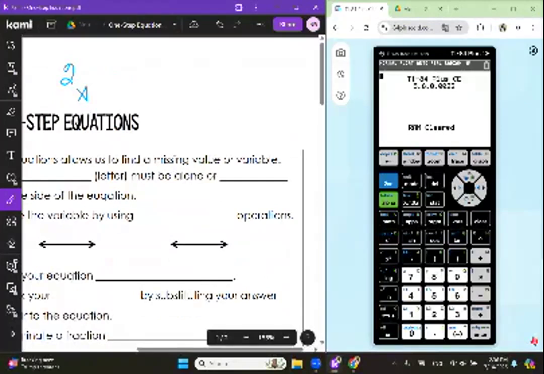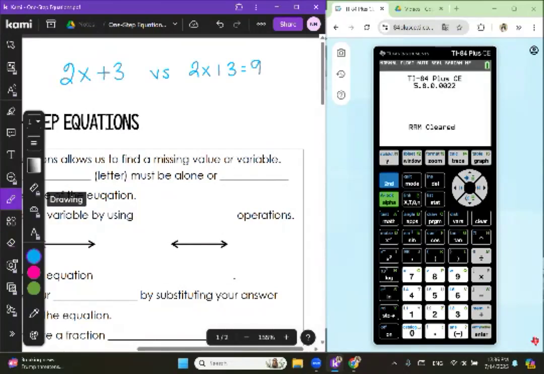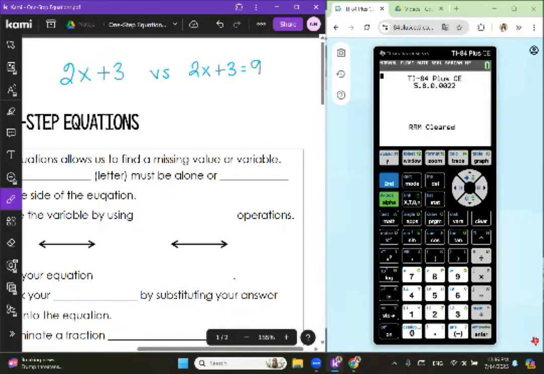Our answers would look like 2x plus 3 versus in an equation, we now see an equal sign. When we do see an equal sign, our answers will be single digit numbers. Okay. And before I forget, this will be page 12 in your notebook.